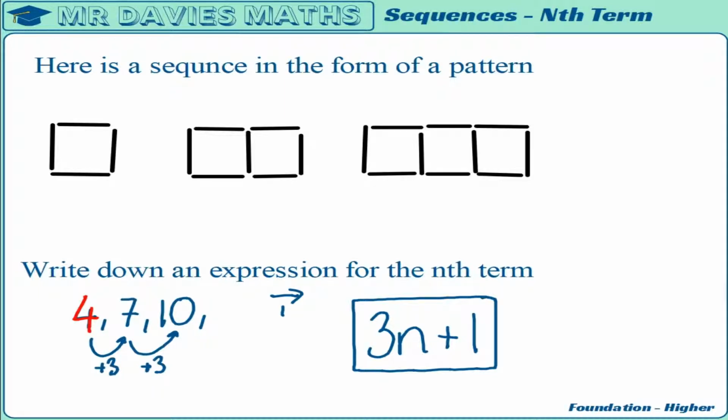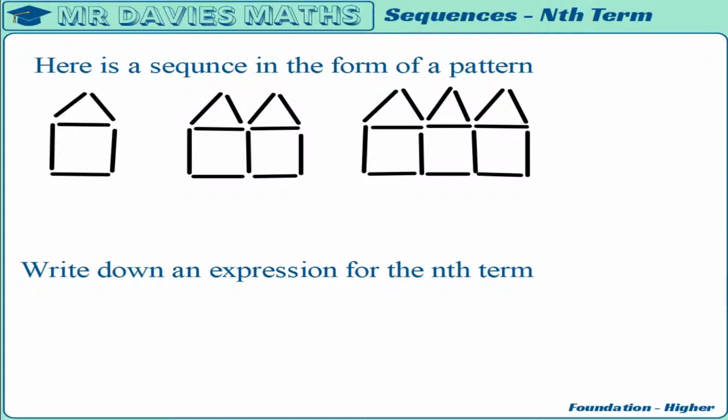Let's try another one. Okay, very similar, but again it's patterns. I'm not really very good at patterns, so let's change them into numbers. In pattern number 1, we've got 6 matchsticks this time. There are 11 matchsticks in pattern number 2, and 16 matchsticks in pattern number 3. Now, just by looking at that sequence, I can tell that it's going up in 5s.